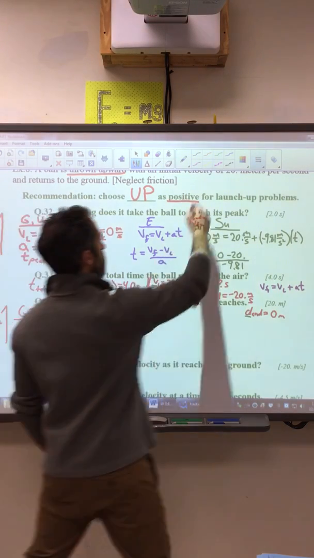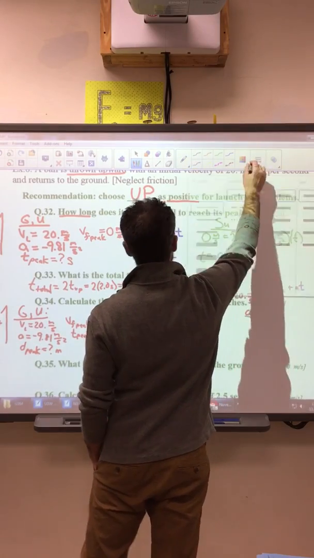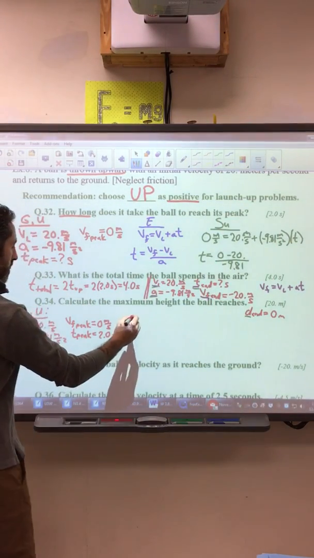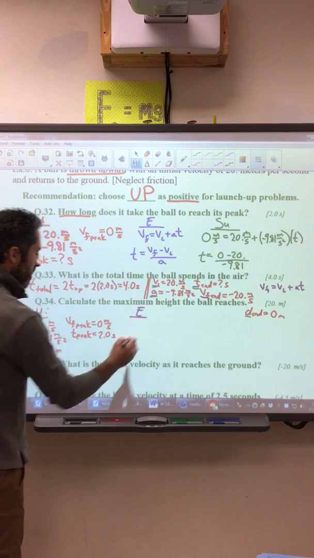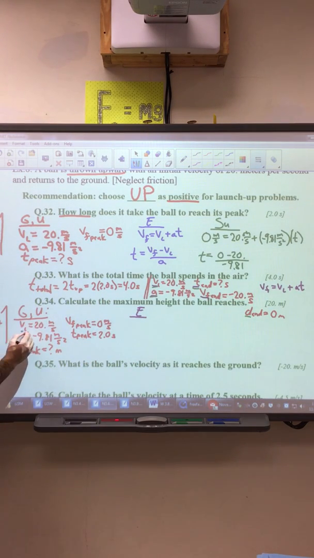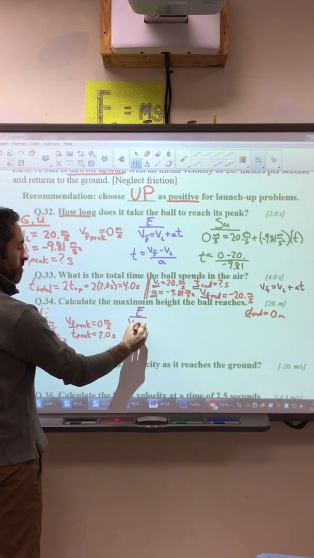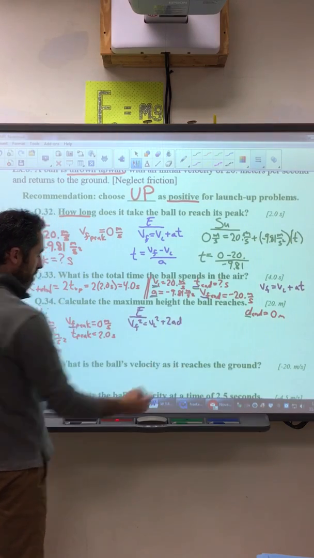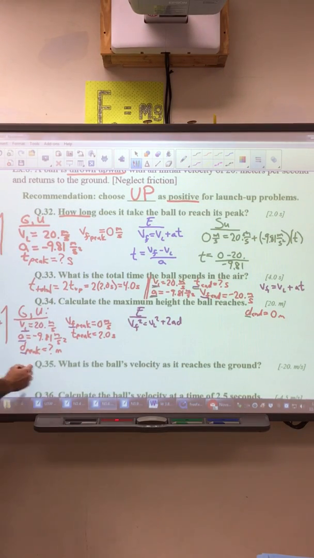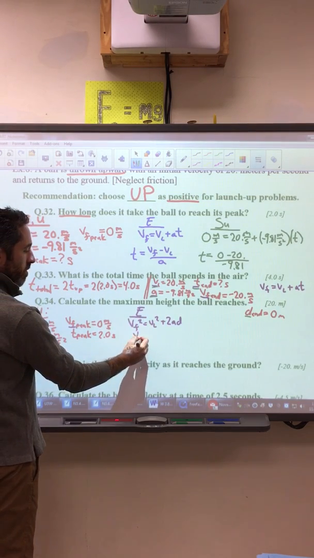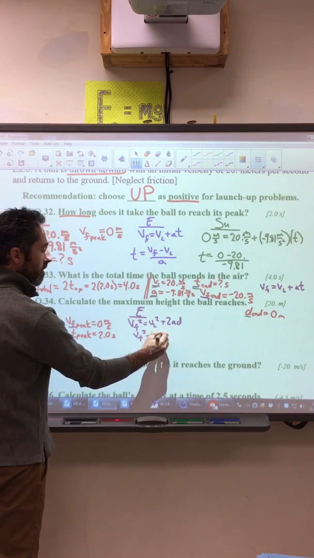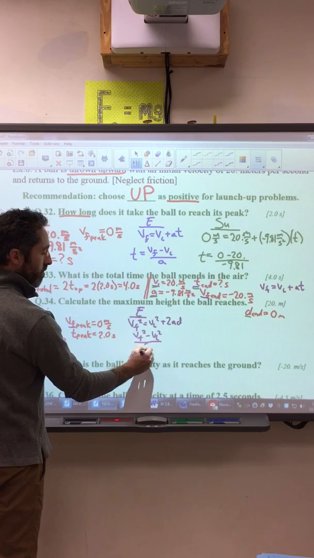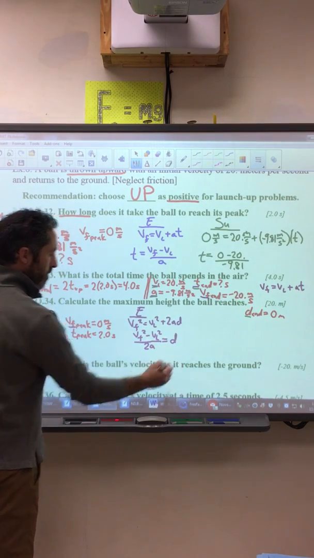I'll leave it up to you to really solve these, but I'll briefly give you a couple of options on equation. If you choose VI, A, D, and VF, you can use the equation VF squared equals VI squared plus 2AD. And if you want to rearrange that for D, subtract VI squared from both sides, and then divide both sides by 2A, and you'll solve for this.